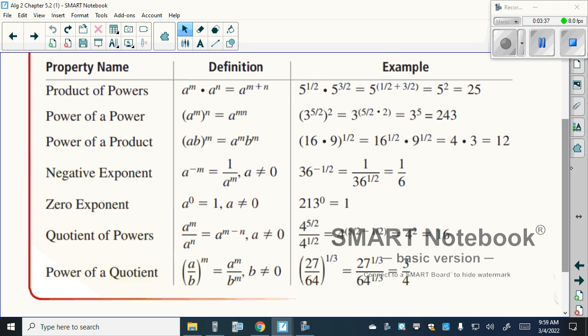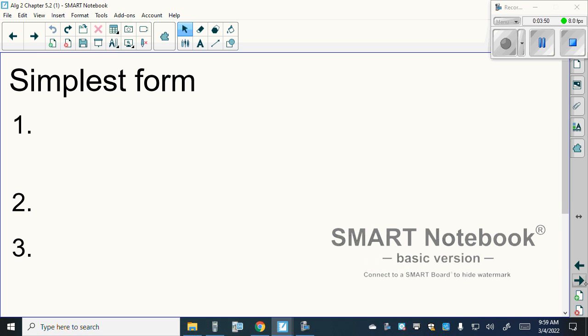And really, with all of these, we are going to be manipulating these to get the answers to work out better for us, especially with these rational exponents. Most all these properties we've seen before. The reason we're going to be utilizing these is to get the expression in simplest form. Now there's three main things we need to be able to say that it's in simplest form.